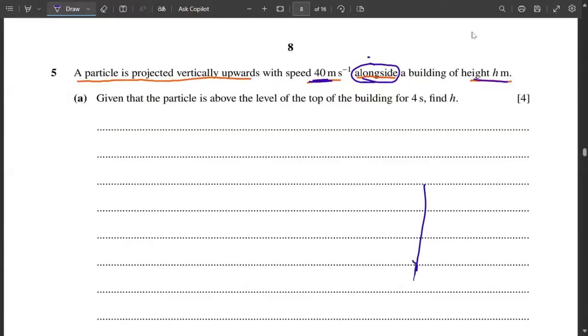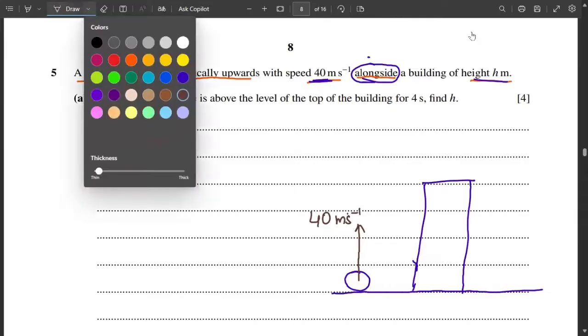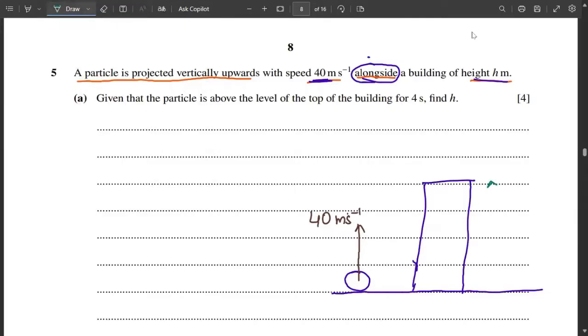Normally, the question is that a building is there and the particle will be here. But in this question, the particle is placed alongside a building and it is projected. That means the particle will be somewhere here. That's very important for you to understand. And it is projected vertically upwards with a speed of 40 meter per second. And the height of the building is h.